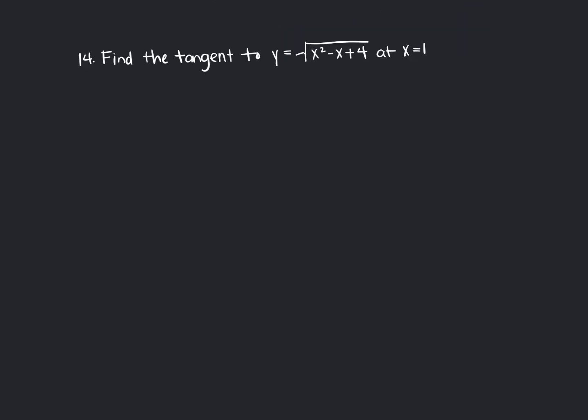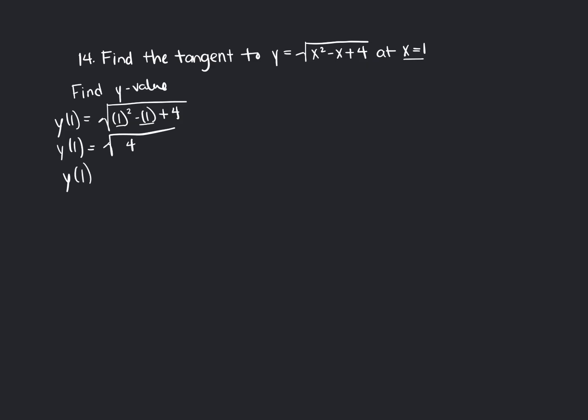Number 14, we want to find the tangent to y equals the square root of x squared minus x plus 4 at the x value equal to 1. So again, I need to find a y value, okay? And we do that by plugging x equals 1 into that original function. So y of 1 is going to be the square root of 1 squared minus 1 plus 4. So y of 1 is the square root of 1 minus 1 is 0, and 0 plus 4 is 4. So y of 1 is equal to 2. So we have this point 1, 2.